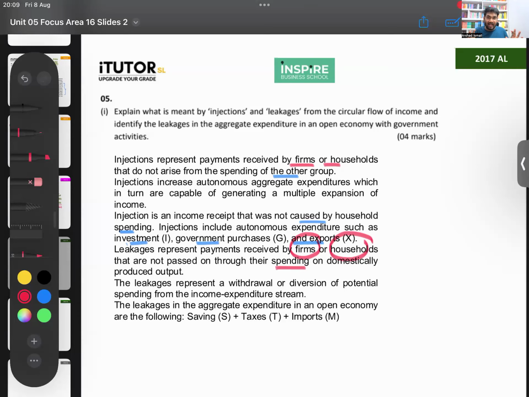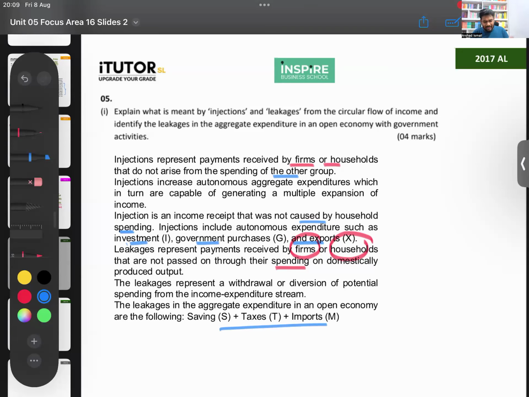Households and firms are getting that money, but it does not get passed on in their spending within the circular flow. For example, when households get money, part of it they save, leakage. When households and businesses get money, they import, money goes out. When households get money, they pay taxes, so money goes out. Whenever you're getting money but it is not getting passed on, it's going out from the circular flow, that is what you call a leakage. So you have savings, taxes, and imports as leakages.